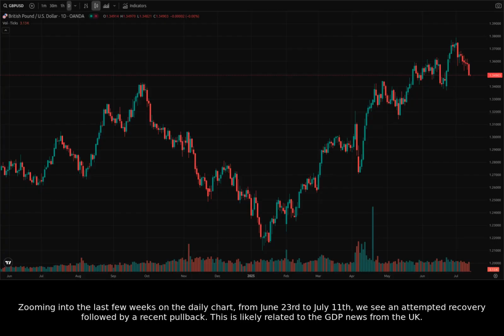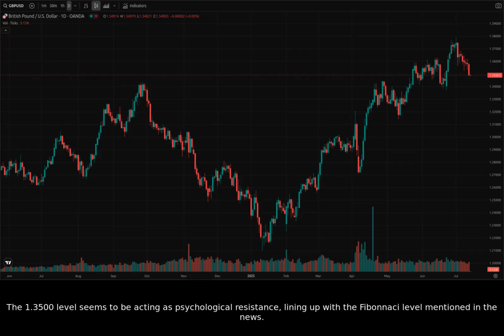Zooming into the last few weeks on the daily chart, from June 23rd to July 11th, we see an attempted recovery followed by a recent pullback. This is likely related to the GDP news from the UK. The 1.3500 level seems to be acting as psychological resistance, lining up with the Fibonacci level mentioned in the news.